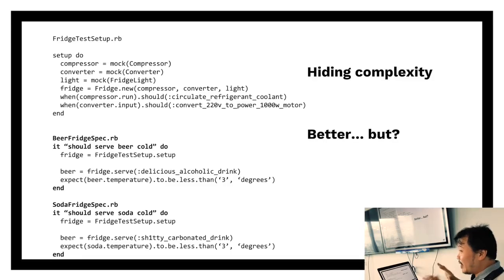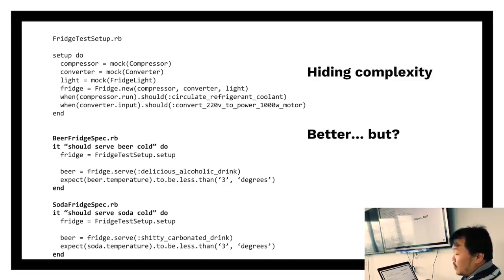Hiding complexity is a bit of a gray area. So let's say you now have a fridge test setup that pretty much does what I did before in terms of the compressor run and the compressor input outside. And then you have a beer fridge and you have a soda fridge. And then pretty much what you're saying is now you reduce the noise from the test in beer and soda because the duplicated thing is now outside in a different test. So this is a trade-off. That's better than the previous code because you reduce the noise. That's better than the previous code where it has duplication because then you have a single point of control.